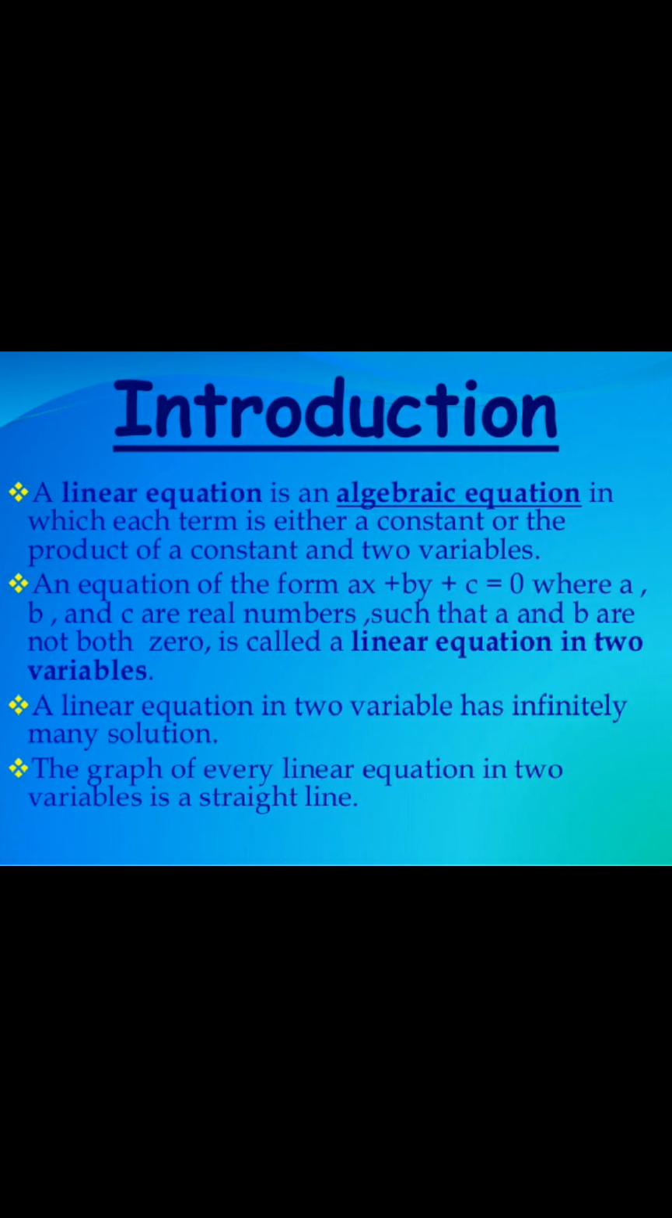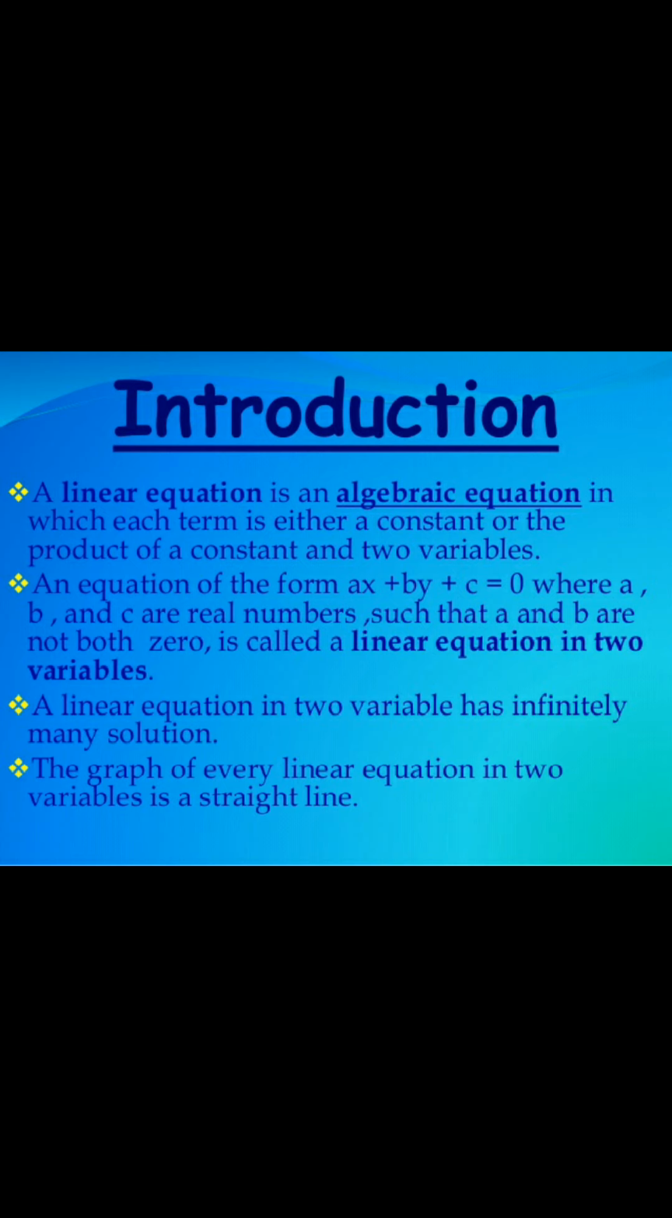An equation of the form ax plus by plus c is equal to 0, where a, b and c are real numbers such that a and b are not both 0. Either of one can be 0 but both cannot be equal to 0, is called a linear equation in two variables. Because if a is 0, then there will be no value of x. If b is 0, then there will be no value of y.